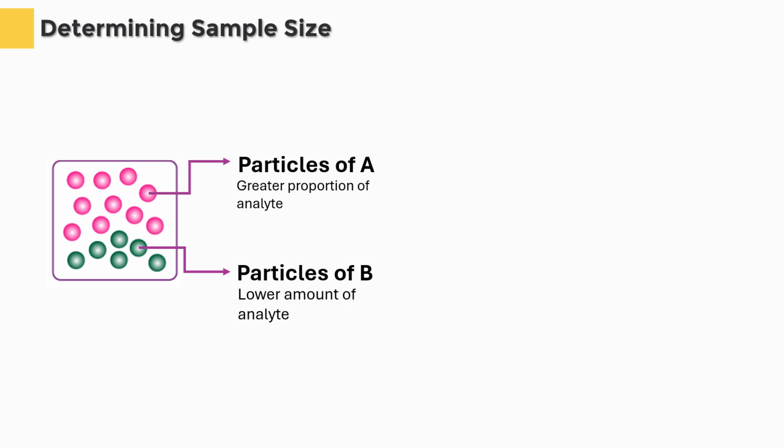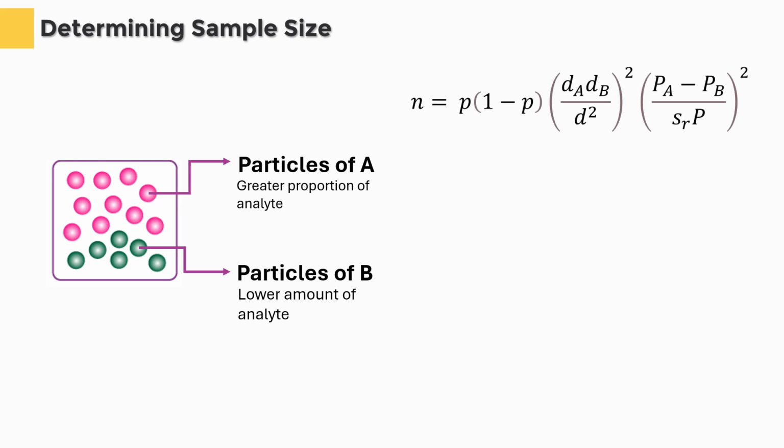The particles categorized as type A possess a greater proportion of the analyte, and particles of type B contain a lower amount of the analyte. The average density of these particles varies from the densities of the components. With this, we can decide what number of particles, and ultimately what mass, we should take to ensure that we obtain a sample with the overall average percent of active ingredient P, with the sampling relative standard deviation of S sub r, extending the equation to this.